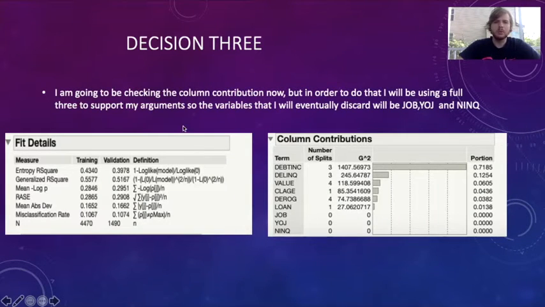So I'm also going to be checking the column contribution, which I have already provided to you earlier. And in order to do that, I'll be using a full tree. And eventually, I will discard Job, Yoj, and Clage, since they don't have any contribution to my overall model.